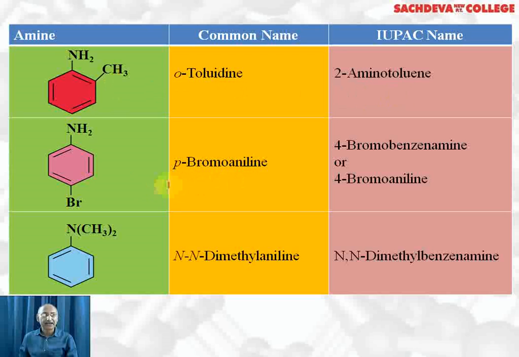This one is para-bromoaniline because bromine is attached to the 4th carbon atom. The IUPAC name will be 4-bromobenzeneamine. It is popularly called 4-bromoaniline, which is accepted as the IUPAC name.